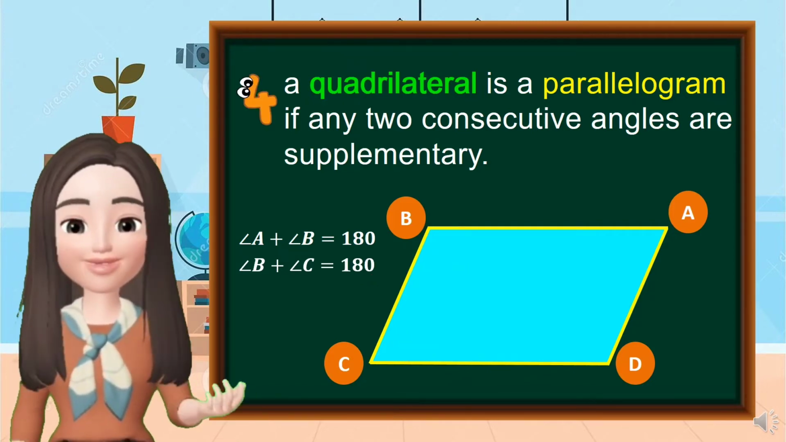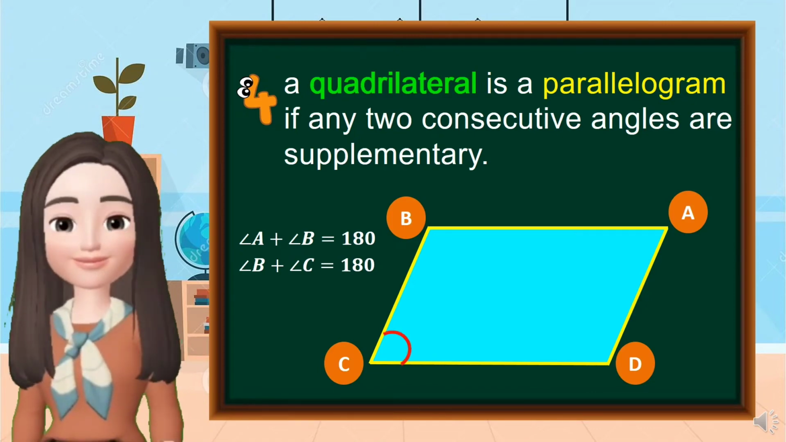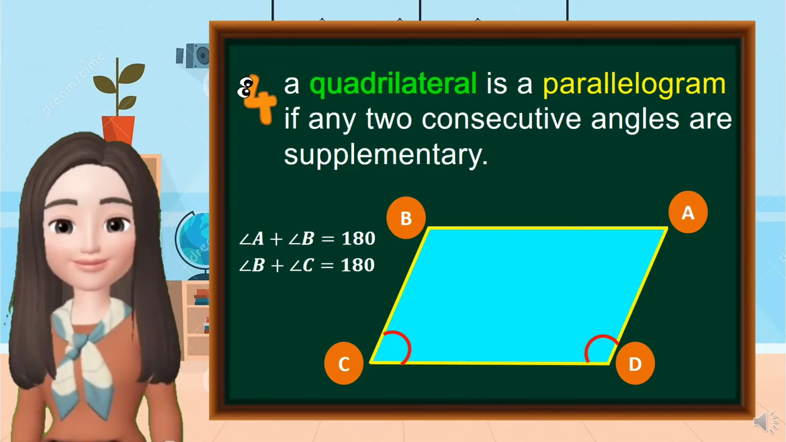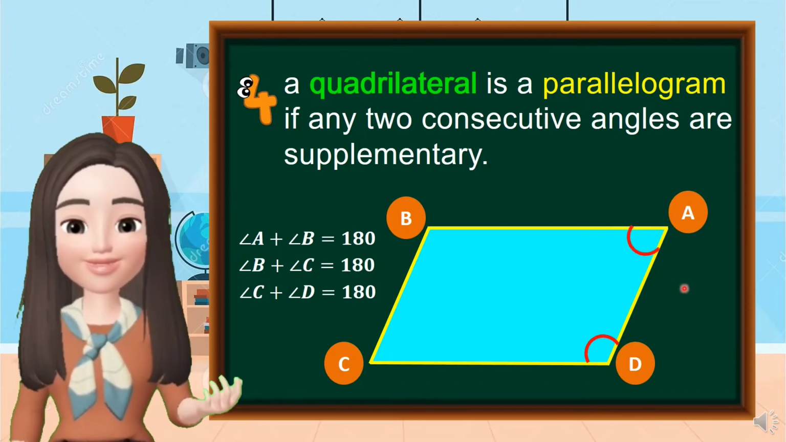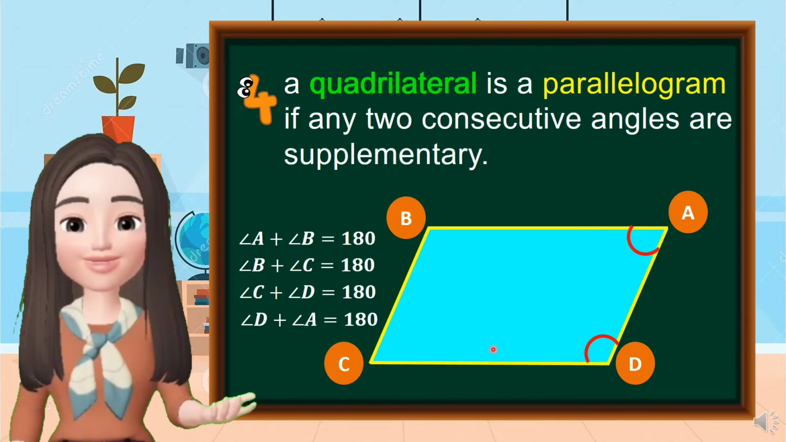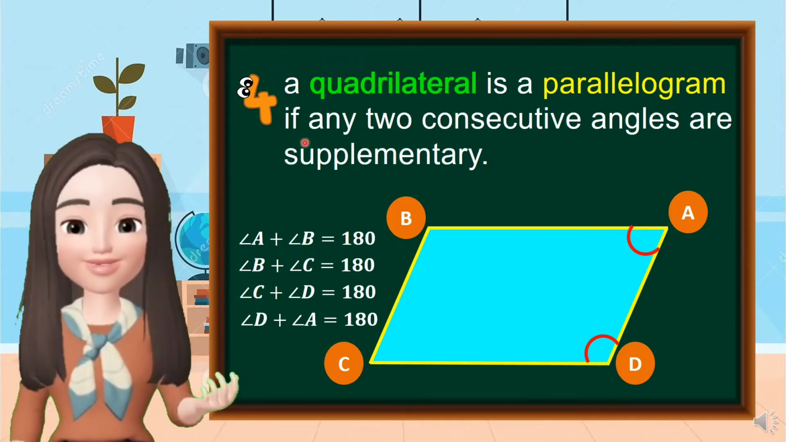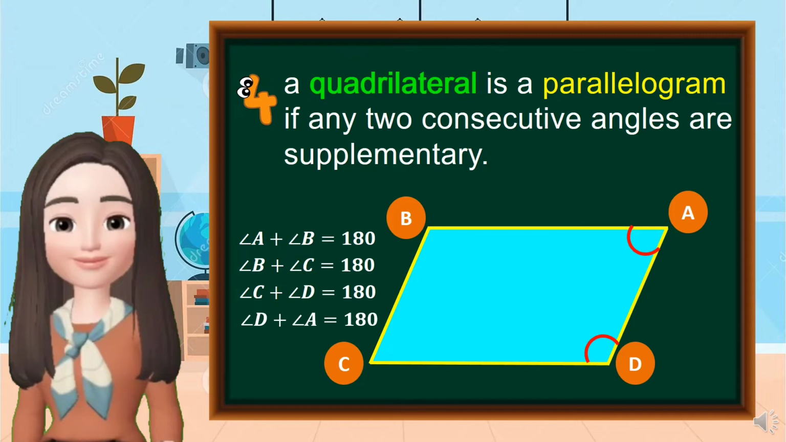Next consecutive angles are angle C and angle D. Angle C and angle D should also measure 180 degrees. Kailangan pag pinag-add din natin yan, 180 degrees din. So, we have angle C plus angle D is equal to 180 degrees. Another pair of consecutive angles are angle D and angle A. Kailangan din po itong dalawang ito, pag pinag-add natin, magto-total din ng 180 degrees. So these are the consecutive angles, at ito rin yung ating fourth condition for a quadrilateral to be a parallelogram. Or, also, these are the properties of a parallelogram.